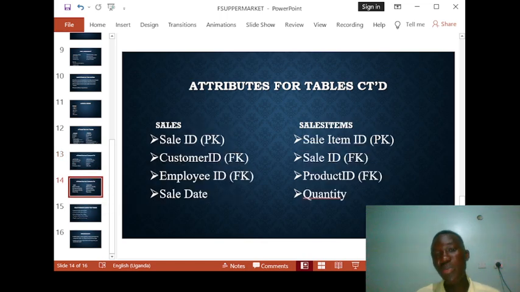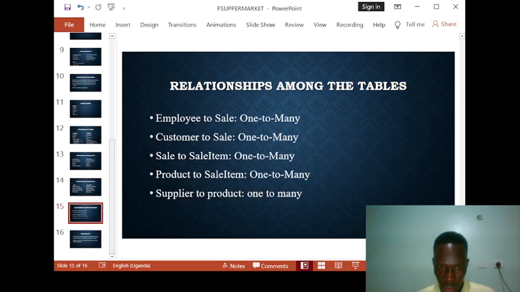Another thing, we have attributes for each of the tables. We can see sales has the attribute sales ID. It's just a continuation of what is there, so I have to implement this in my report. We shall have relations in these tables, as this supports the relational database. So we have employee to sales, that is one to many, one employee can make many sales. Then customer also to sales item is one to many. All of these are one-to-many relationships.